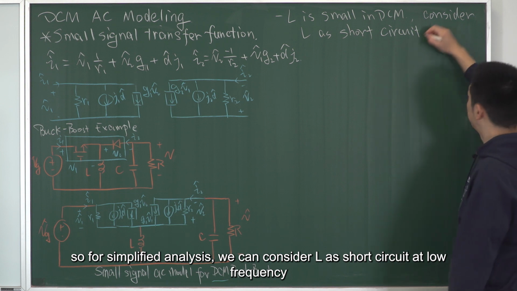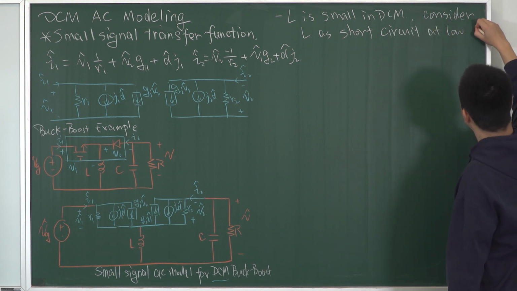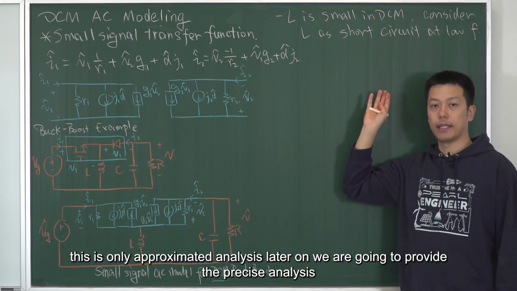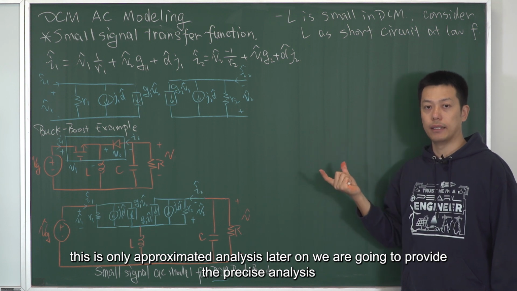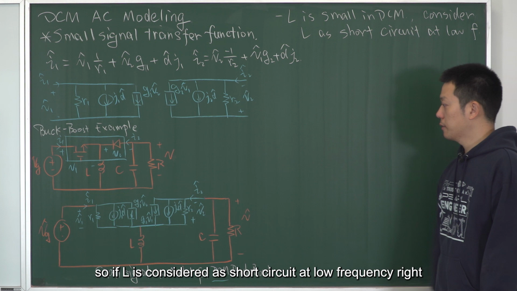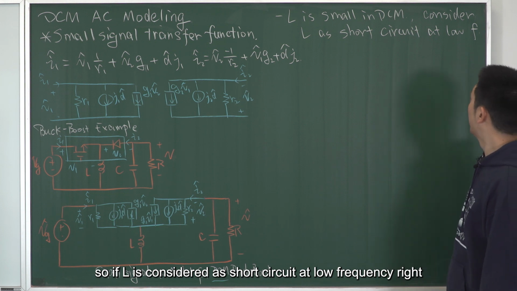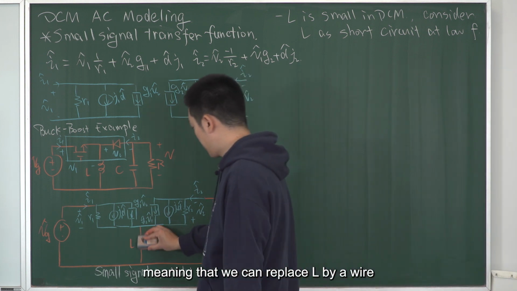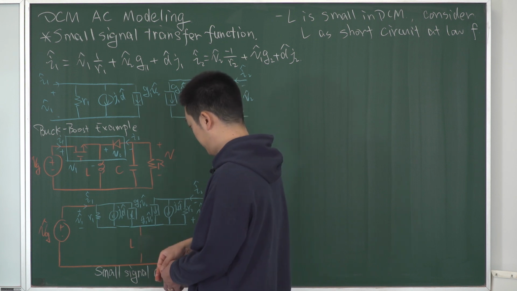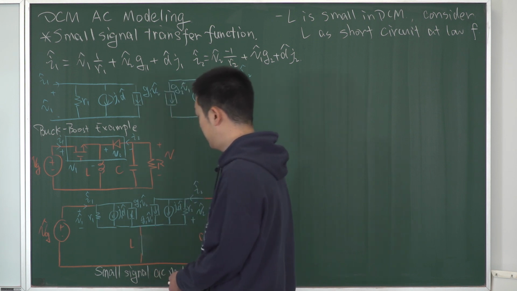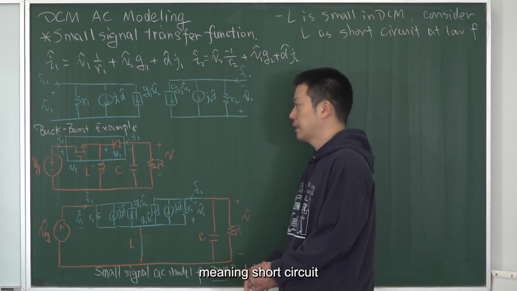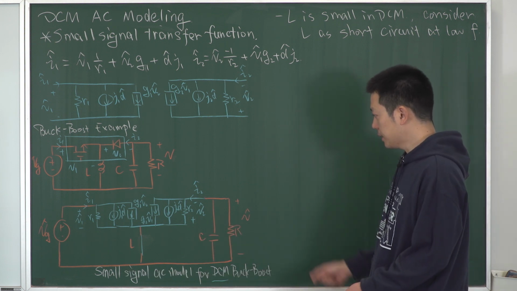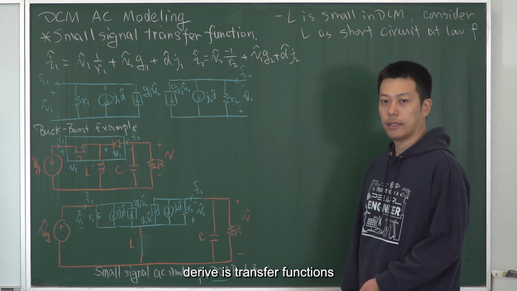At low frequency, this is only approximated analysis. Later on, we are going to provide the precise analysis. So if L is considered as a short circuit at low frequency, meaning that we can replace L by a wire, a short circuit, then based on the simplified model, we can try to derive its transfer functions accordingly.